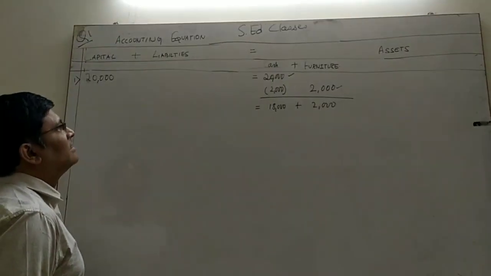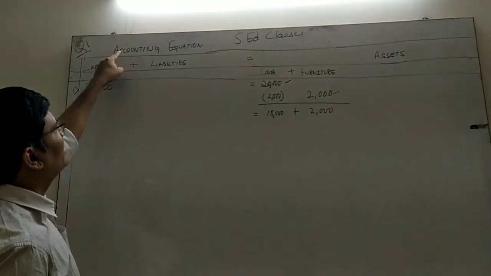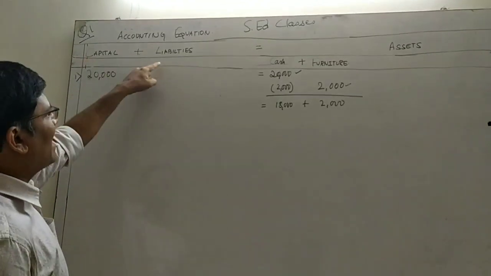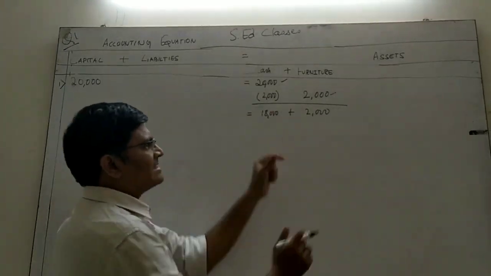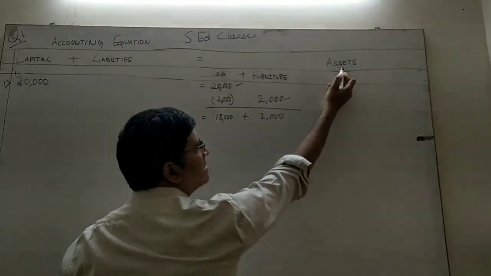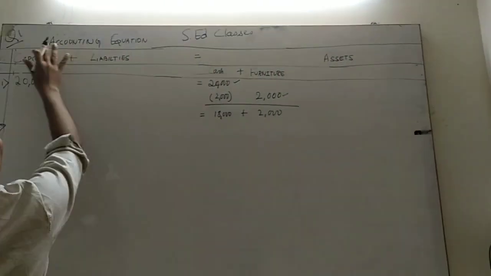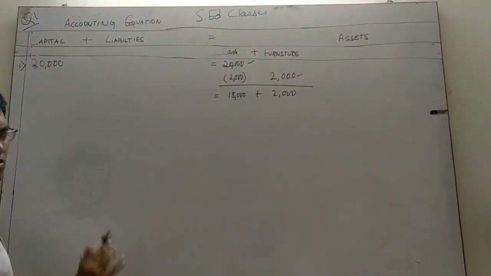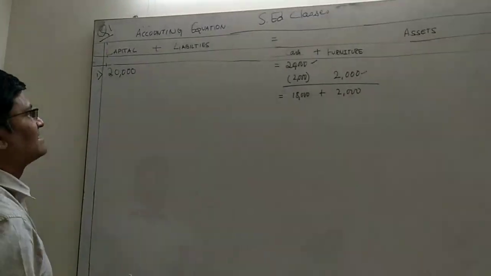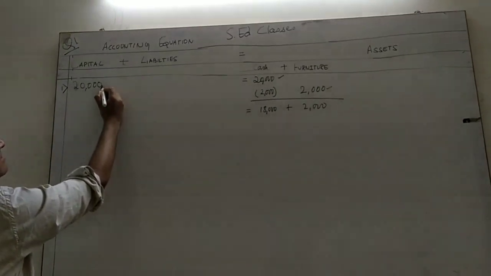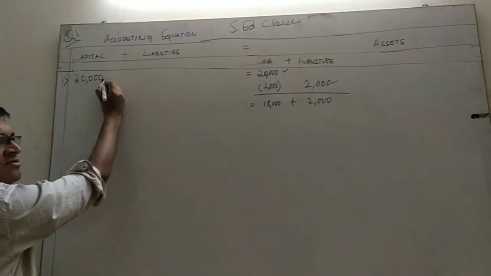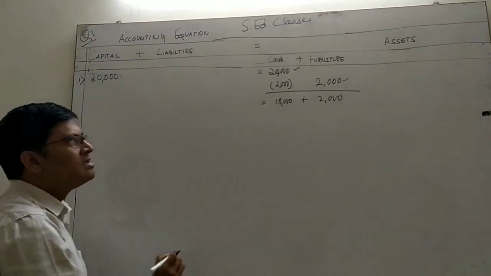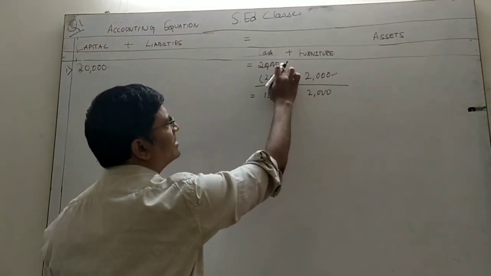Now we see in this diagram, in this format of the accounting equation, we have capital and liability on one side and assets on the other side. This is the debit part and this is our credit part. The first adjustment, if you have noticed, was started business with cash. So started business with cash, my capital has increased. When we start the business with cash, our capital increases. So we write 20,000 in the capital, and as it is with cash, cash also has increased by 20,000.